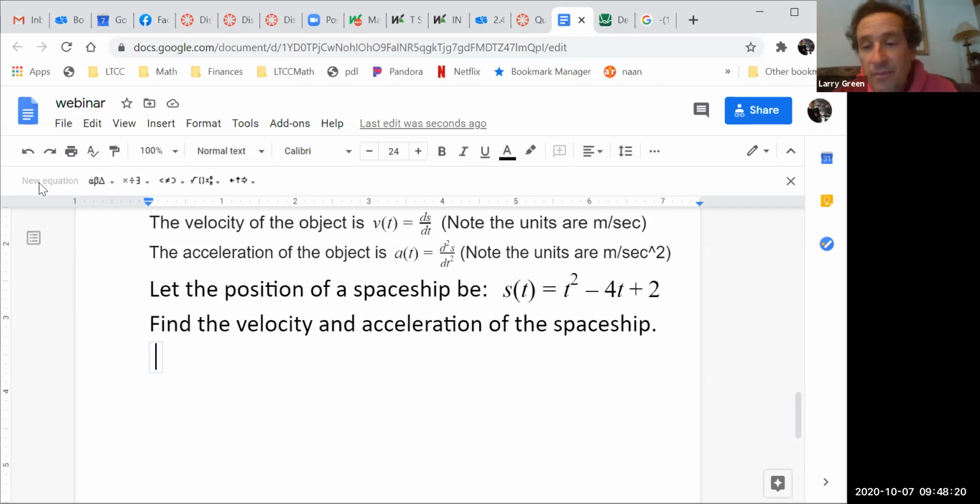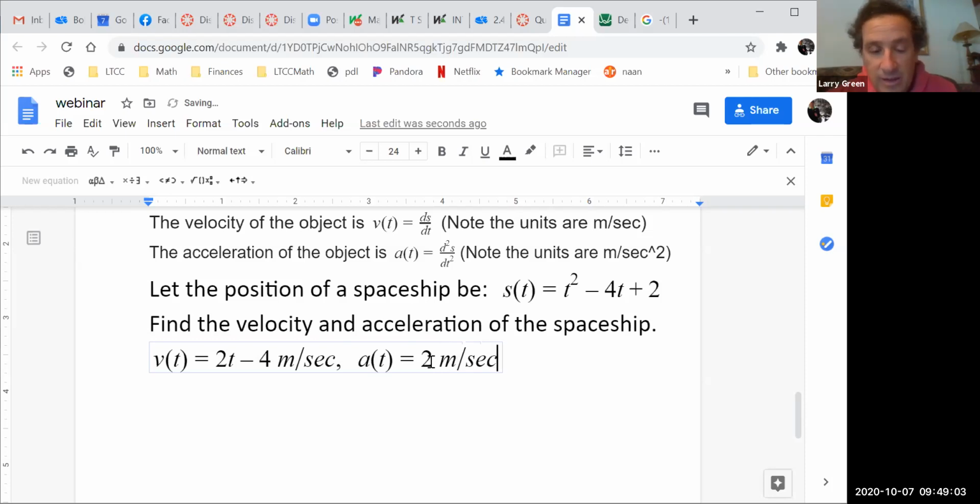Okay, so let's take a look. So velocity is v of t equals, and you just take the derivative. Derivative of t squared is 2t. And then the derivative of negative 4t is minus 4. That's it. And then we need to find the acceleration of t. The derivative of 2t is 2. And then the minus 4 goes away. It has 0 derivative. And that's it. And again, if you want to write the units, which is probably a good thing, v is in meters per second is standard, and acceleration is in meters per second squared. Any questions on that so far?